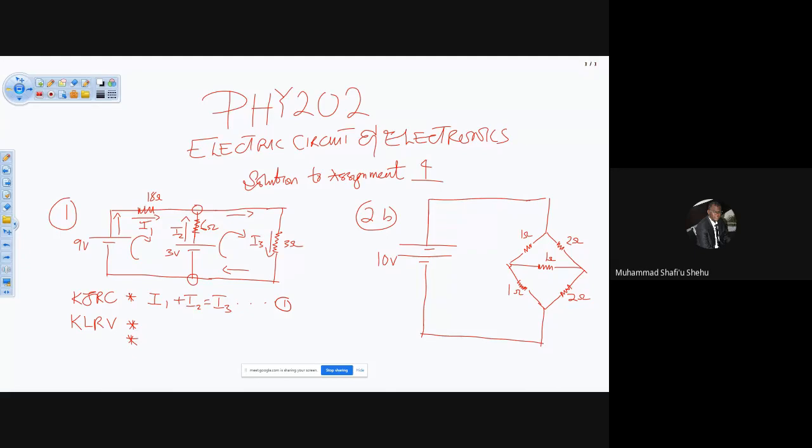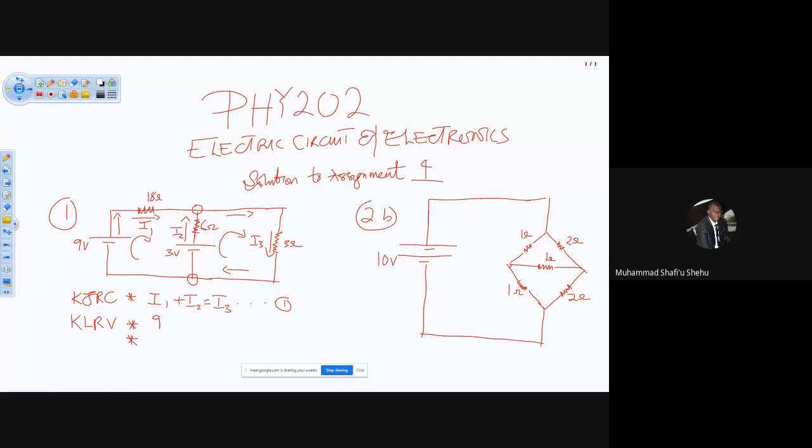So we can now move to the loop law. Can we choose our left hand loop to be our first loop? Based on that, can we state our loop law for the first loop? Let's start from the 9 volts. So what do we have? Is it positive 9 or negative? Yeah, positive 9. Good.